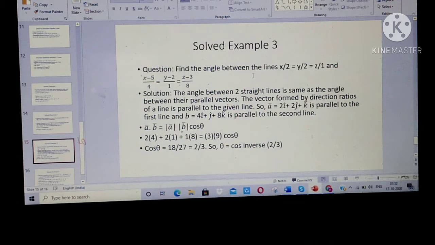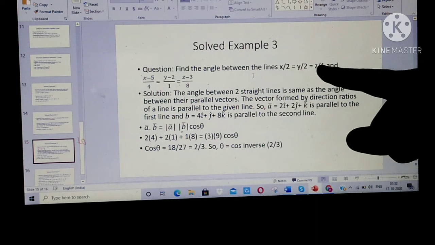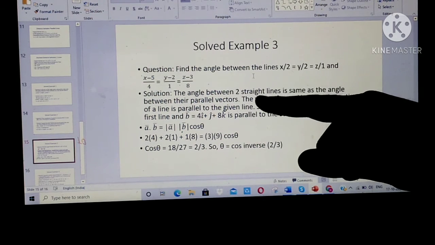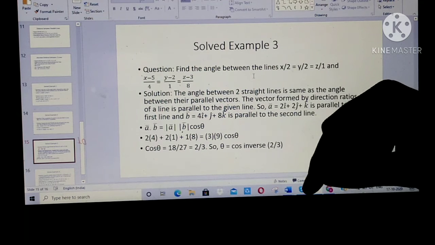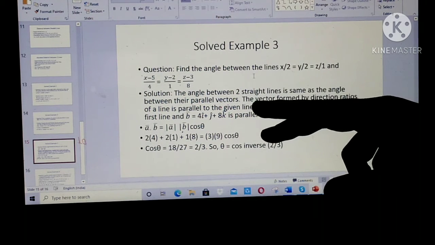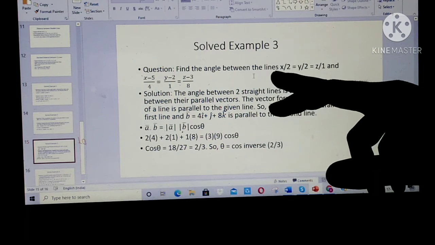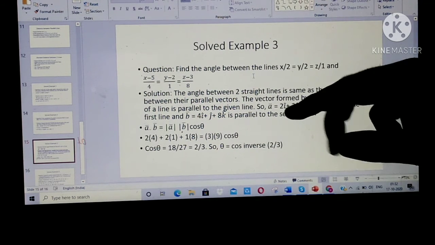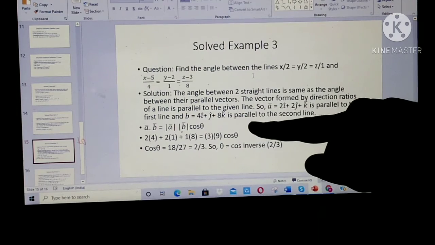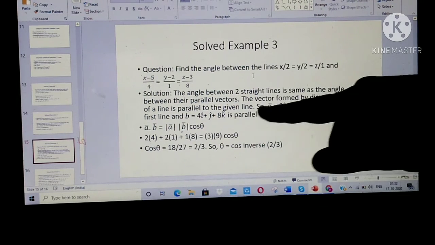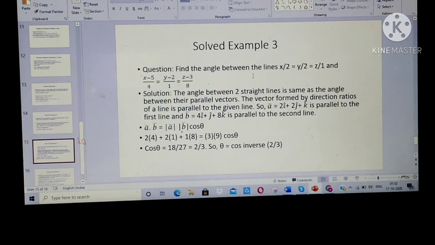Find the angle between the lines x by 2 equal to y by 2 equal to z by 1 and this line. So two lines are given to us. For solving this, we'll just apply the theory that I explained in the slides. Basically, the angle between two lines is the same as the angle between their parallel vectors. So in this case, for the first line, 2i cap plus 2j cap plus k cap is parallel, and for the second line, 4i cap plus j cap plus 8k cap is parallel. So we will find the angle between these two vectors by using the dot product.